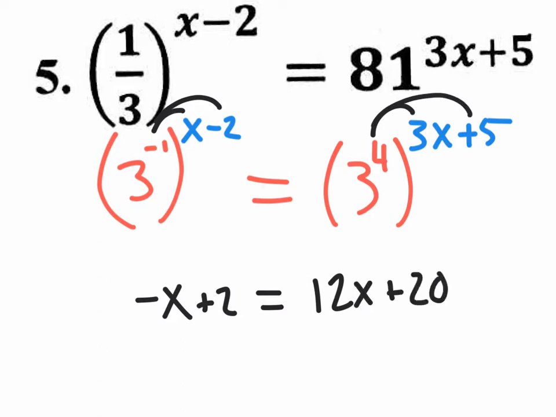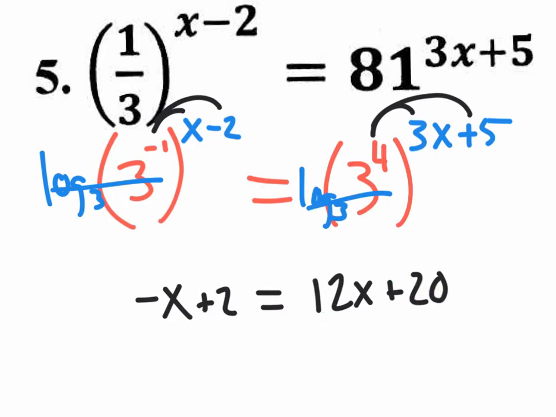Now, the reason why I just wrote the exponents down as a regular equation is because if you were to apply log base 3 here, that'll cancel out. If you were to apply log base 3 there, that'll cancel out. And you end up with this equation down here. Okay? So now all we got to do is solve.